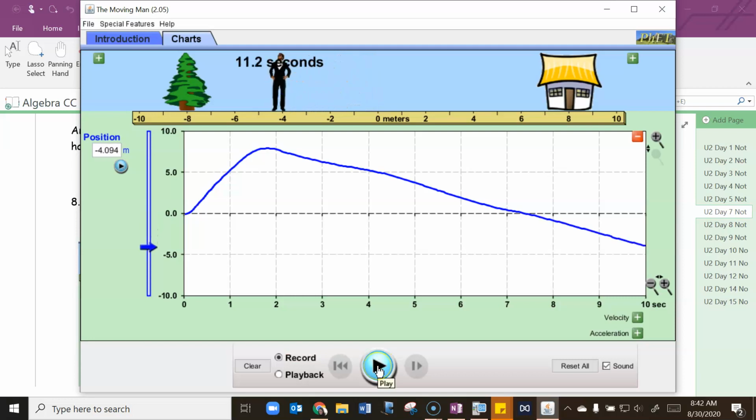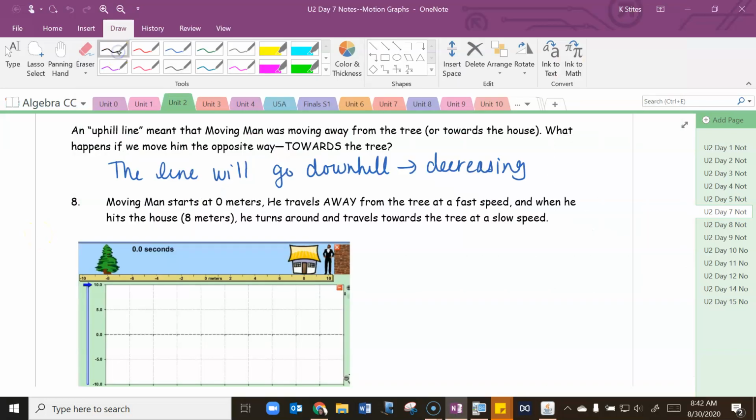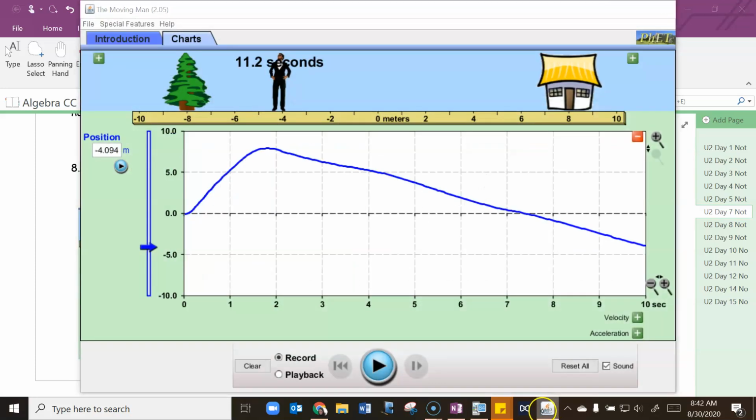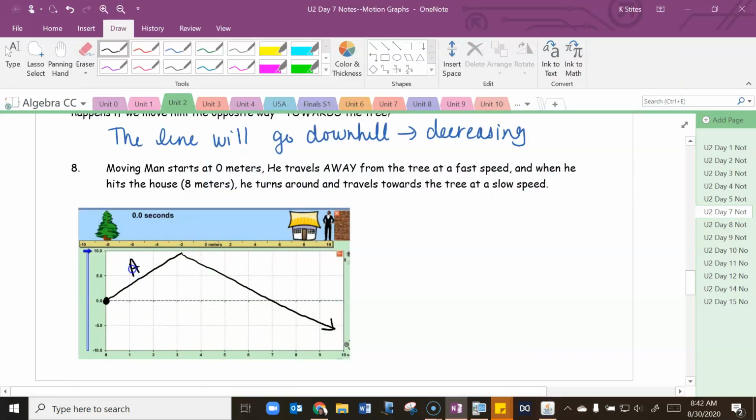Okay, so let's go ahead and draw that. We're starting at 0 meters, so go ahead and put your starting point there. We moved fast, so we have a steeper line, and then it's decreasing and we were going slow. That matches pretty well, I think. Our meters are a little different up here than what I have, but the shape of the graph is what's important. So let's call this segment A, and let's call this segment B.